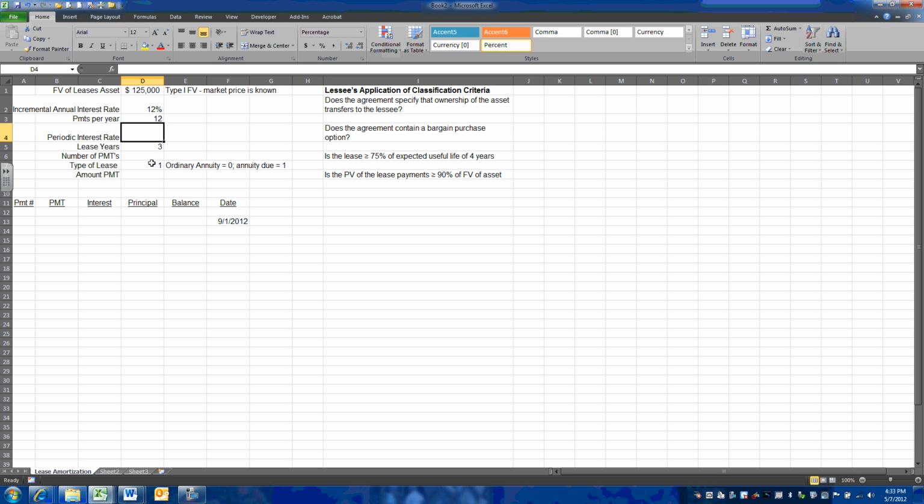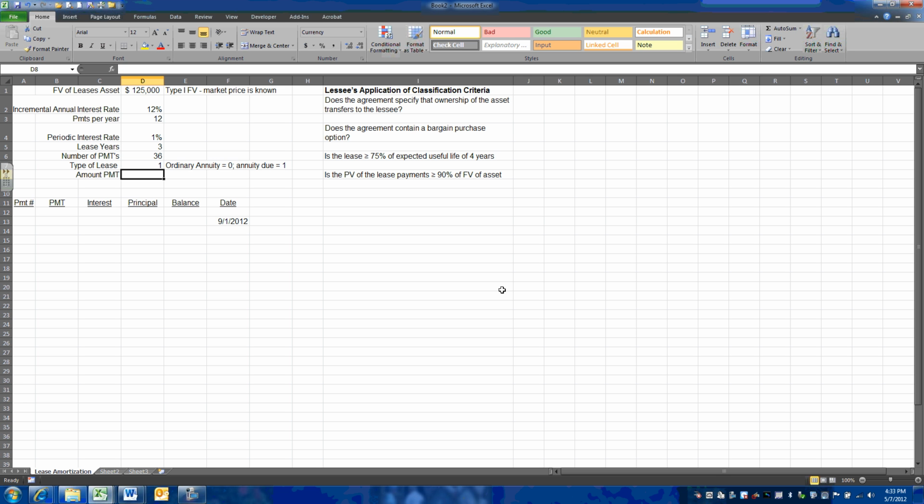Since we have an annual interest rate of 12% and 12 payments per year, our periodic interest rate, which will be determined interest for the amortization period, will be 1%. Over the life of the lease, we will make 12 payments per year for 3 years, or 36 payments altogether.